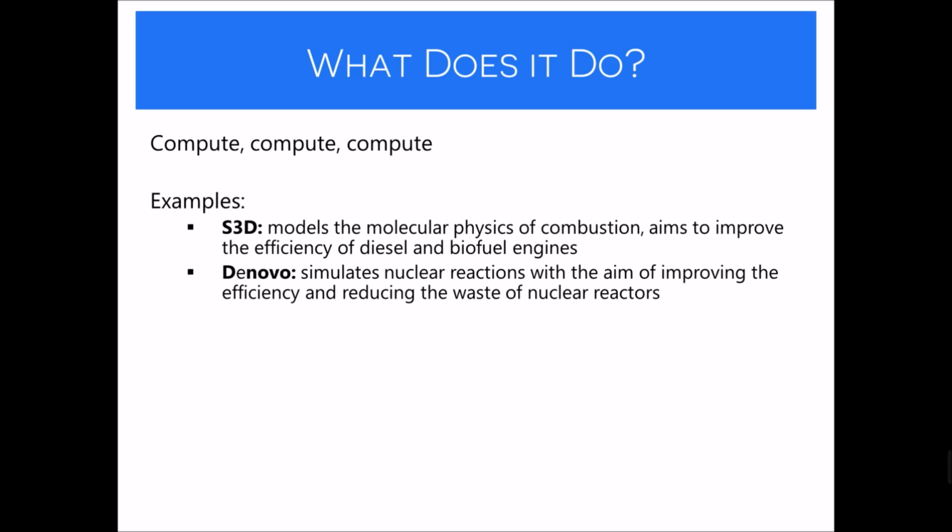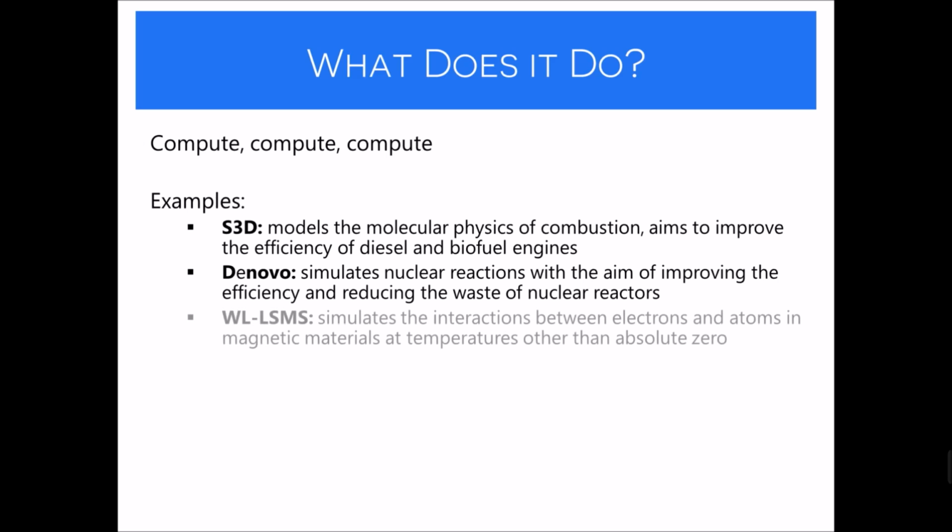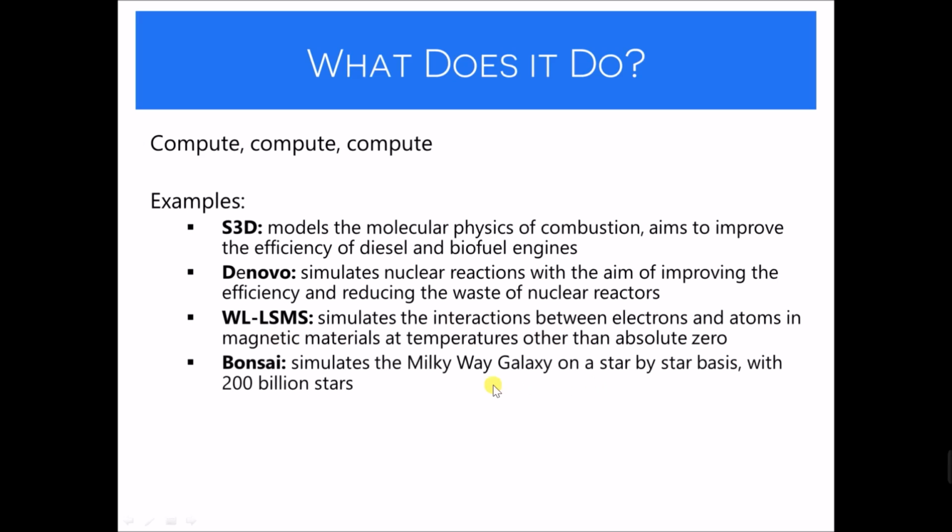So you need a massive number of CPUs to model this propagation of energy and so on, with finite element and finite differencing operations. Another one is LSMS, interactions between electrons and atoms in magnetic materials. Another one is Bonsai, which simulates the Milky Way galaxy on a star-by-star basis. It also tries to explain the Big Bang and things like this. So you can see there's a lot of different scientific areas that all get addressed here.